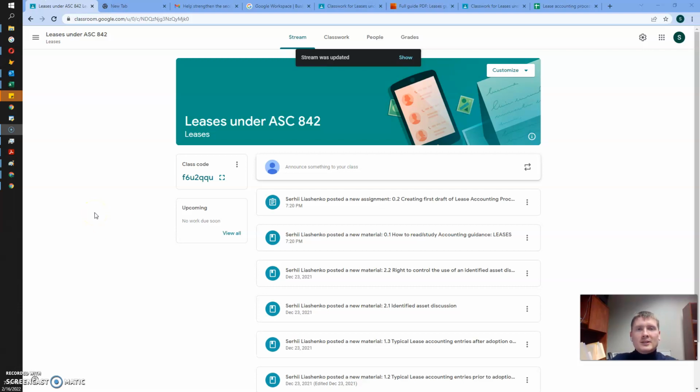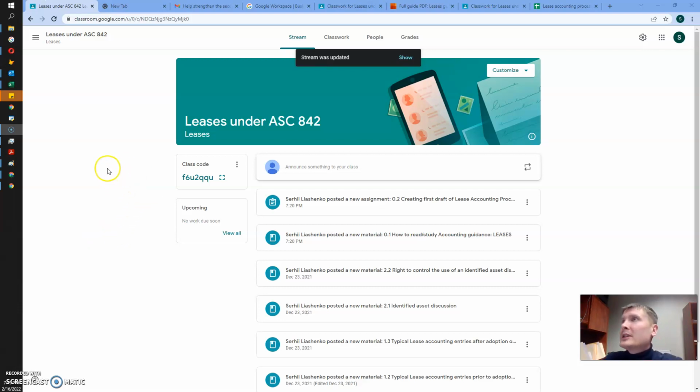So today's topic is leases. And what do we know about leases? This is a situation when some owner of the asset provides the other company the rights to use this asset for some consideration. But before going into detail, let's talk a bit about how to read the guidance.